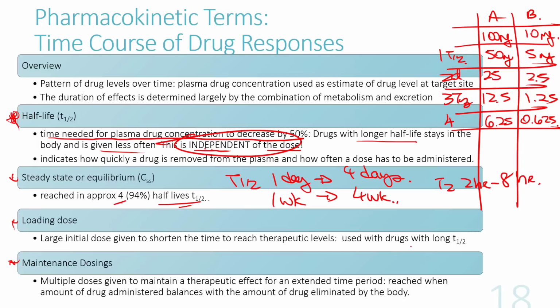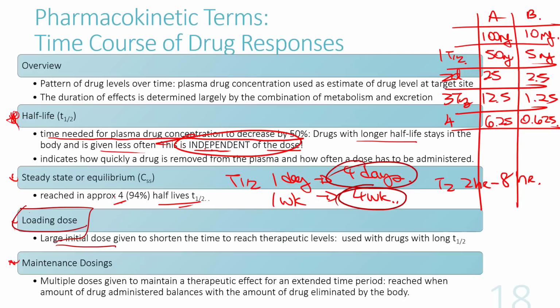Now the problem is this: if you have some sort of emergency situation, you can't wait 4 weeks, or you can't even wait 4 days. And so to cut down on the amount of time that the drug takes to reach steady state, you give that person a loading dose. A loading dose is a much larger than normal dose of the drug in order to shorten the time to reach therapeutic levels. And we'll look at this in 2 slides' time.